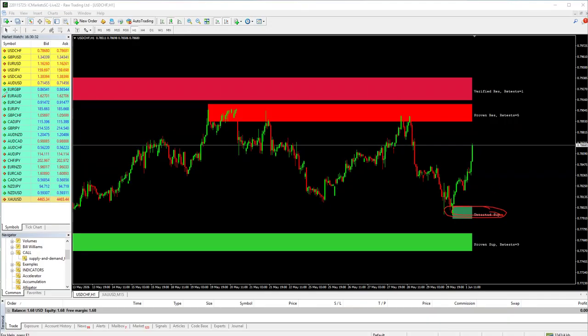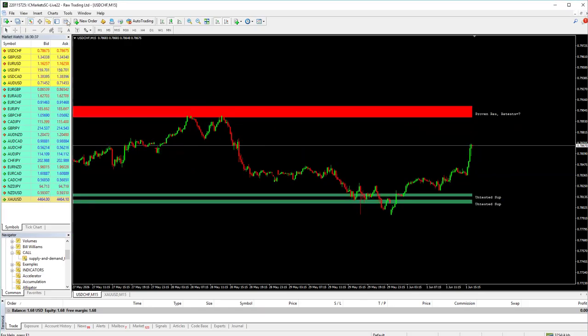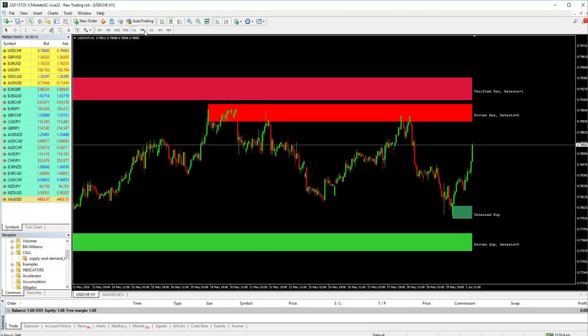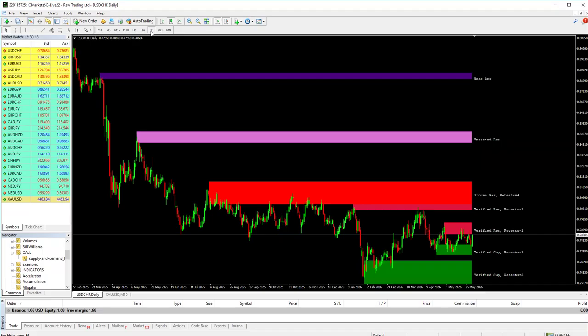Let's see how the resistance fresh zones will also look. Let me go on a smaller time frame. Let's see if we can get the fresh zone. Okay, so you see it. This is an untested resistance. It comes in pink color. The untested resistance is always in pink color.